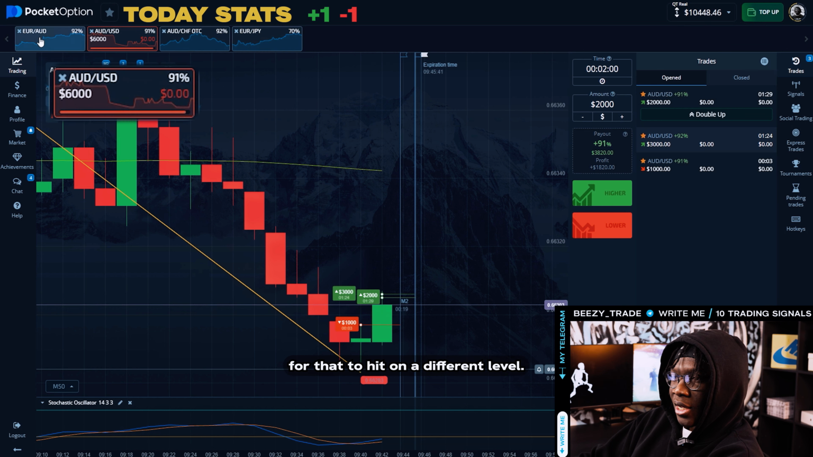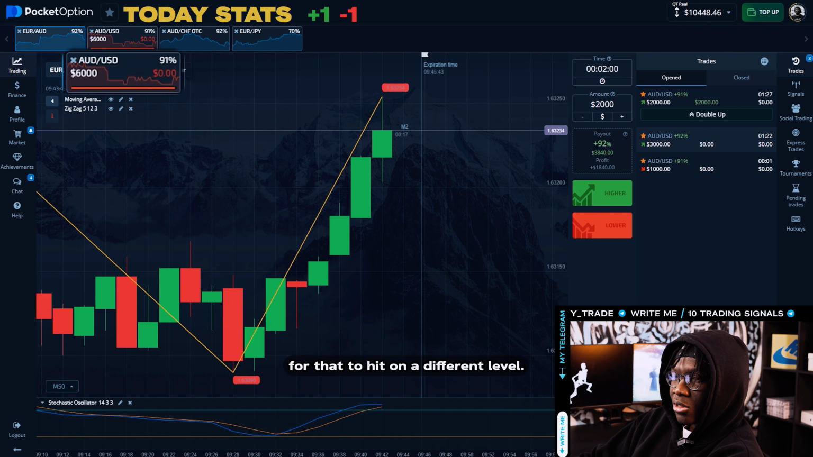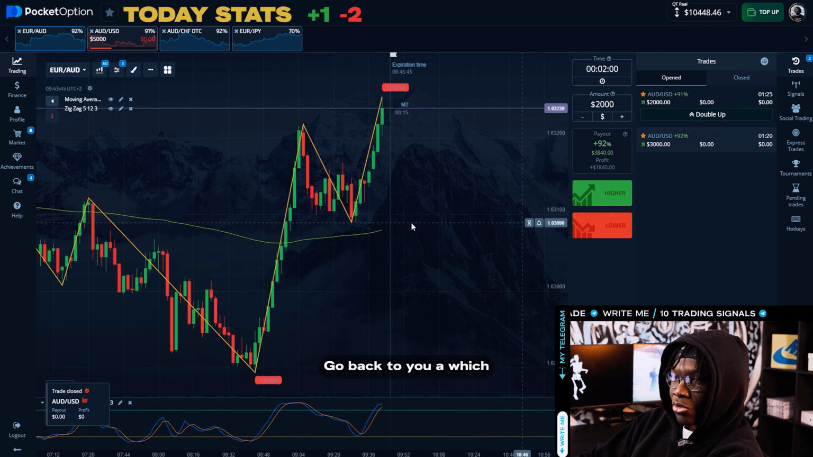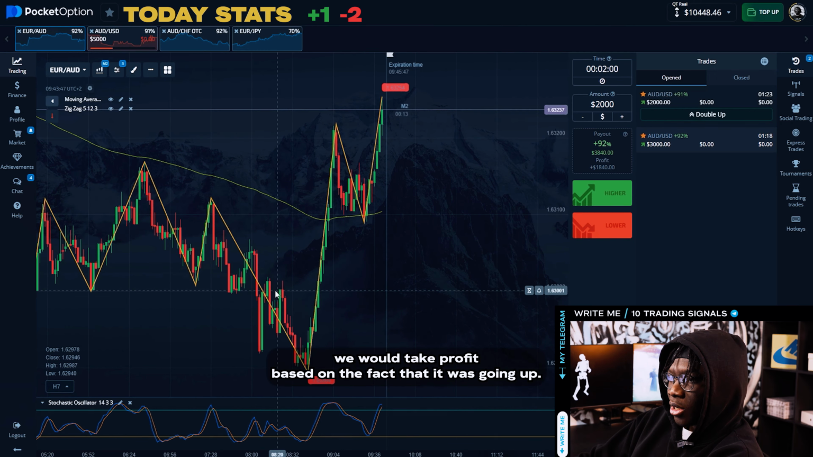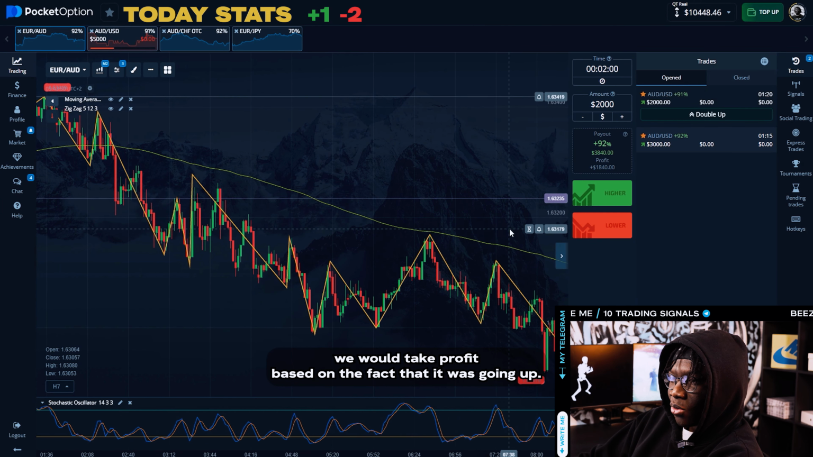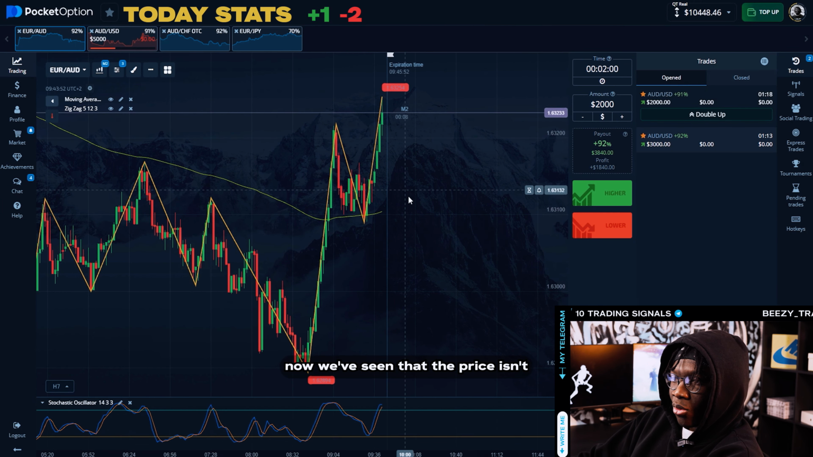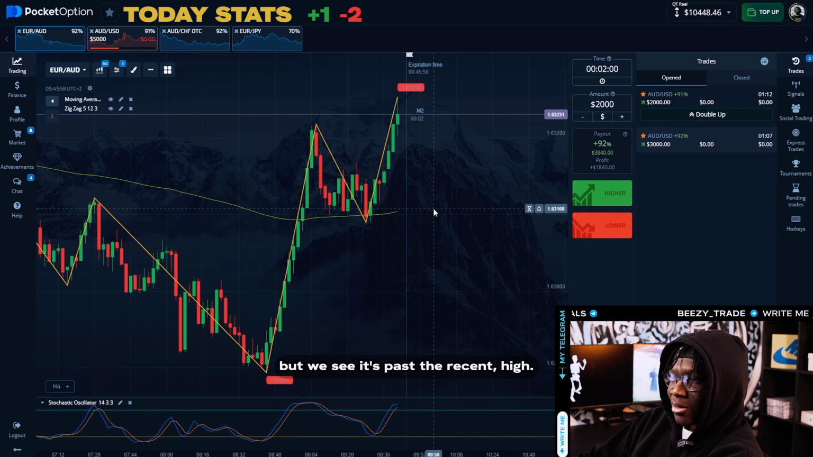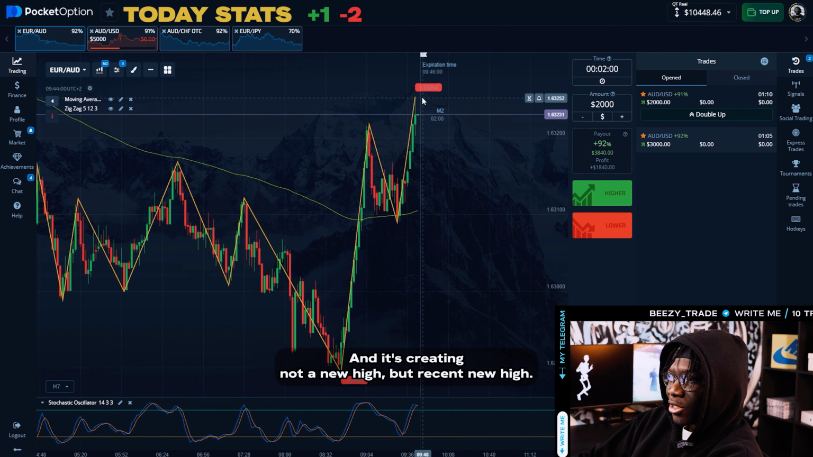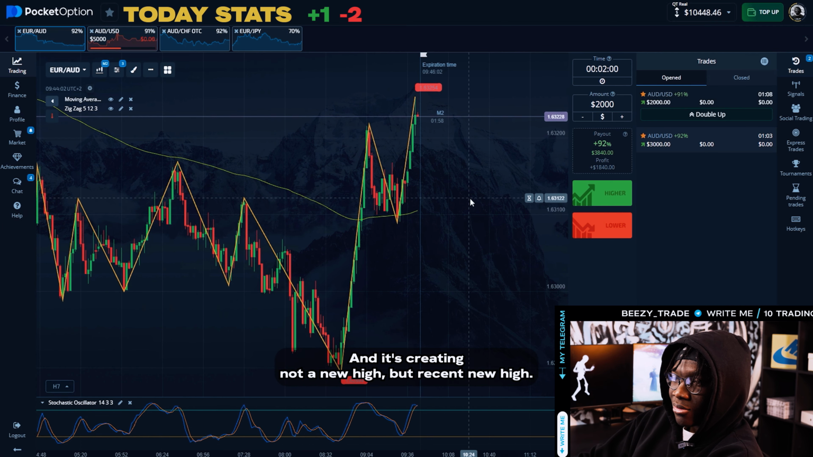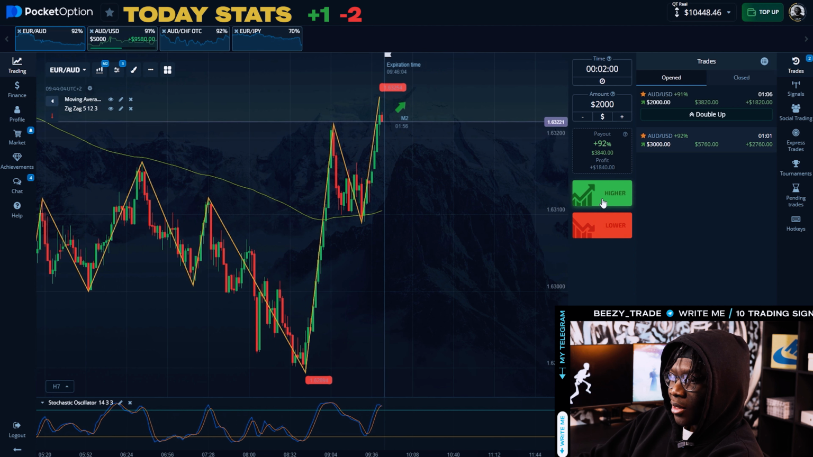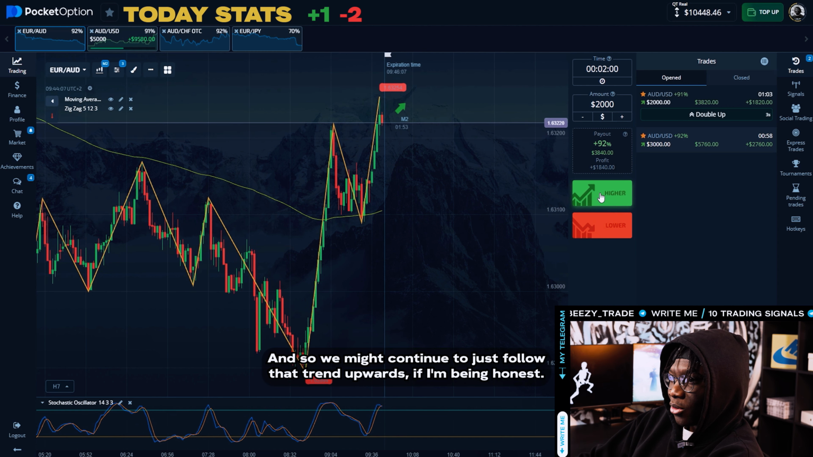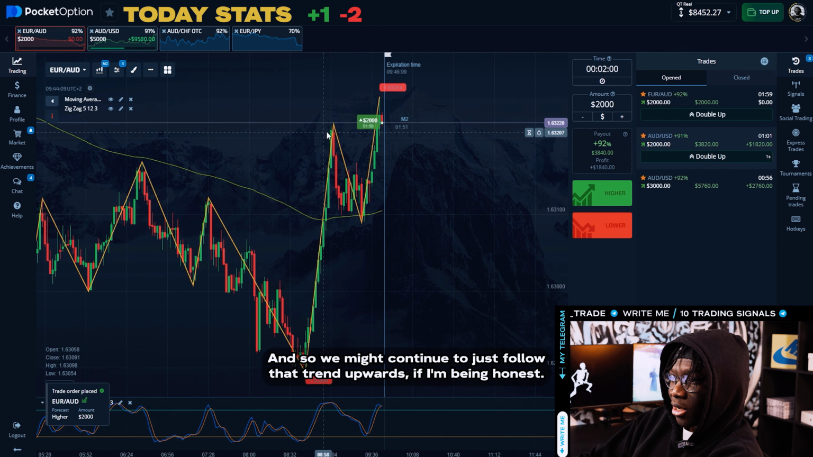So while we're waiting for that to hit on a different level, let's go back to Euro AUD, which we were able to take profit on based on the fact that it was going up. Now we've seen that the price isn't even close to hitting our price right there. But we see it's past the recent high, and it's creating a new recent high. And so we might continue to just follow that trend upwards, if I'm being honest.